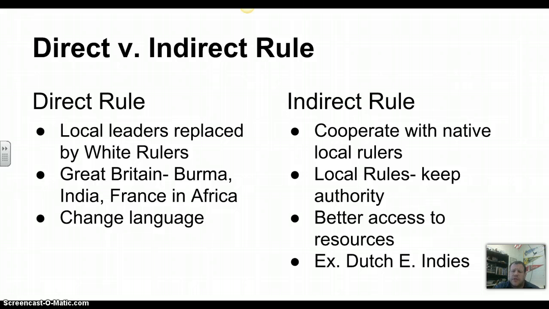Indirect rule is a little bit different. Here's where the European country cooperates with native local rulers. Basically, local rulers are there, they keep authority, but they have signed a treaty or documents that make them report back to the European country. So it's a way of ruling through the local rulers that are already there. The Dutch do this in the East Indies, off the coast of India, where they rule through people that are already there, and it basically gives Europeans more access to resources without having to put a lot of people there. Britain, France, etc. had no problems putting direct rule in charge in the late 19th century, early 20th century.